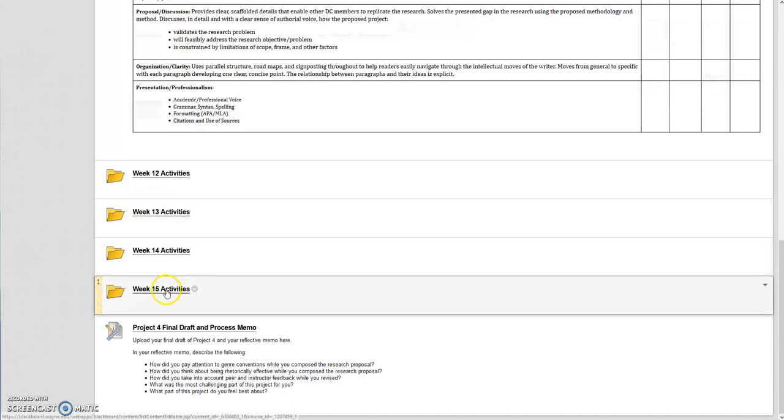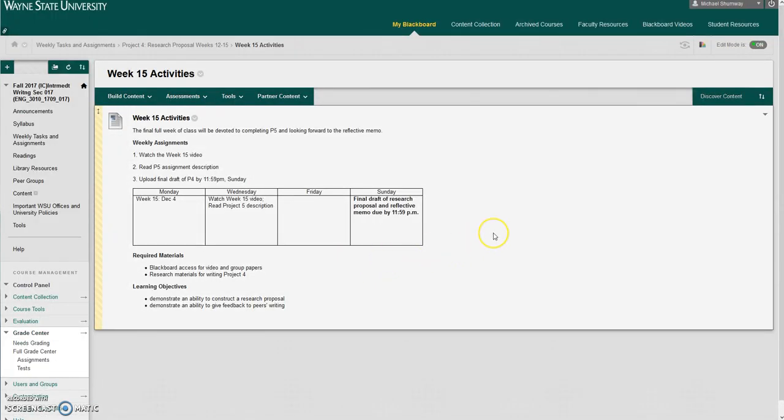We're going to go up here to week 15. We'll take a quick look. As you can see, this is what we've got coming up. On Monday, all we're going to be talking about is the research proposal as well as Project 5, and then everything will be due a week from Sunday. Okay, so this is it, guys. We are in the home stretch. This will be our last week together, and then we are good to go. If you do have any questions or concerns, obviously email them to me. I'm happy to answer those, as you see fit.